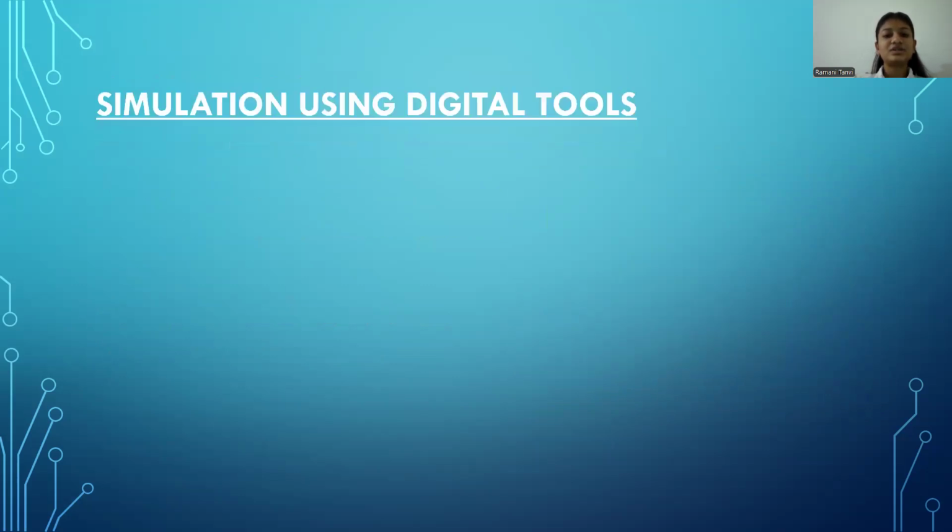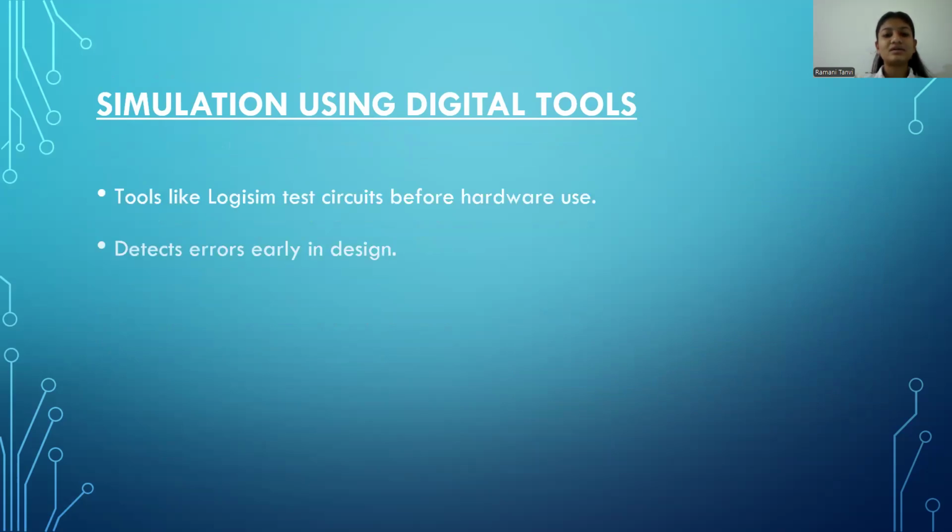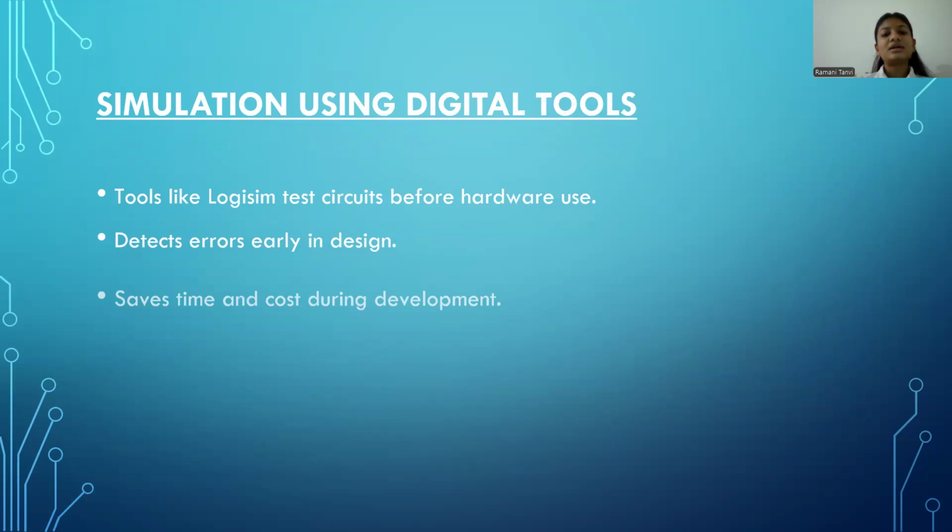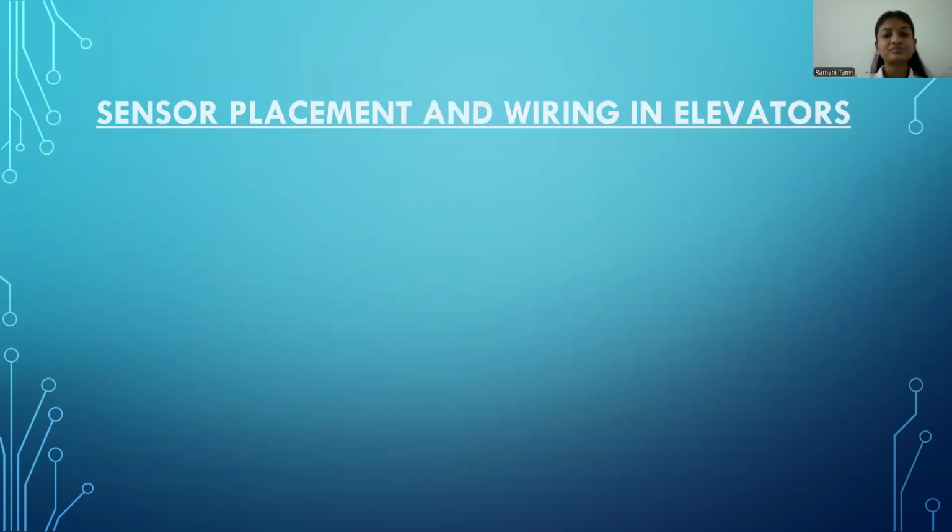Simulation using digital tools. Before building the actual circuit, we test everything using simulation tools. Tools like Logicly let us drag and drop gates and sensors, then test input combinations. It helps us fix errors early and improve the design before spending time and money on hardware.